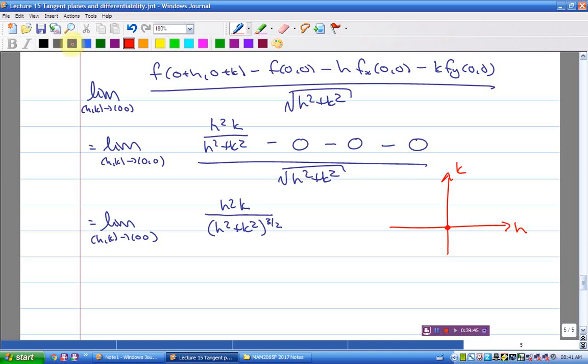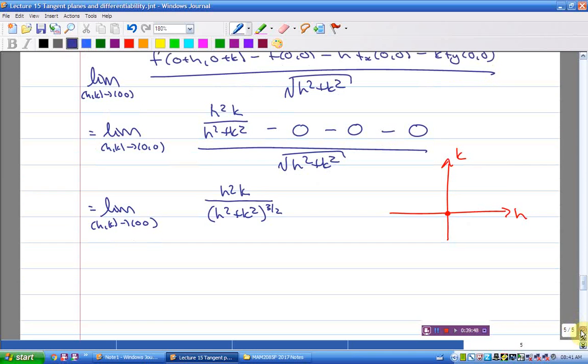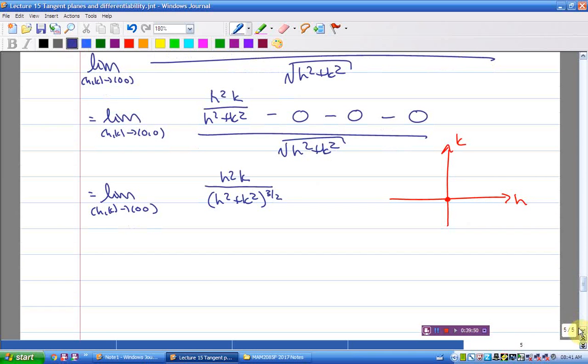Cool. So I'm going to go straight for the weak point. I'm not going to approach along the h-axis. I'm not going to approach along the k-axis. Those are going to give me 0. I know they're going to give me 0. I'm experienced enough at these things now to know that I'm going to get 0. So I'm going to go straight for the weak point, and the weak point is almost always this line.